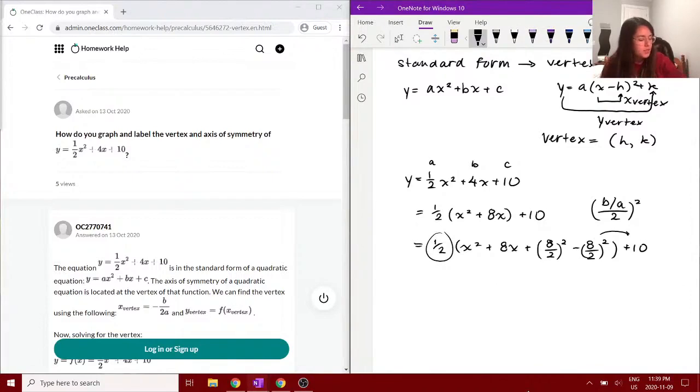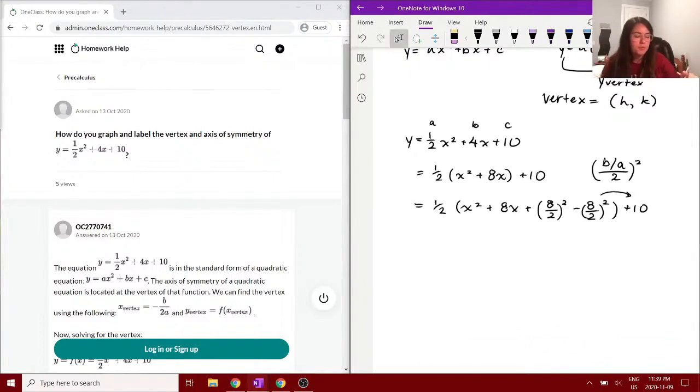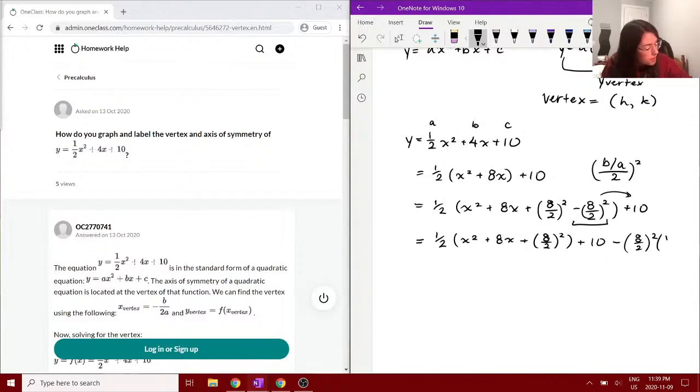So as we remove it, instead of dividing by 1/2 when we took the 1/2 out of the bracket, we have to multiply by 1/2. Okay, let's write this. So 1/2 times x squared plus 8x plus, leaving this one inside the bracket, and removing the second term that we've added here and putting that outside the bracket. So we have plus 10 minus 8 divided by 2 squared times, now remember I said times 1/2 because we're taking it out of the bracket.